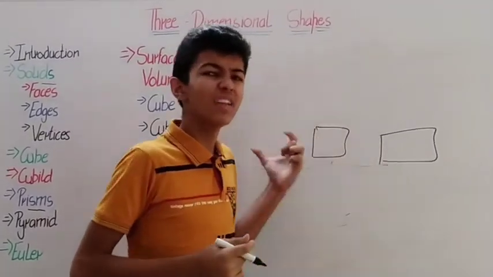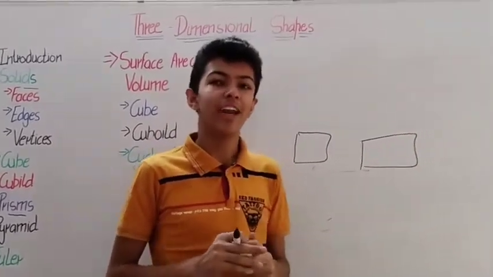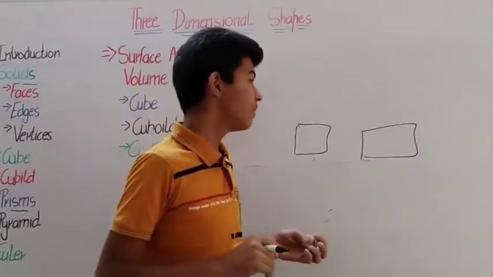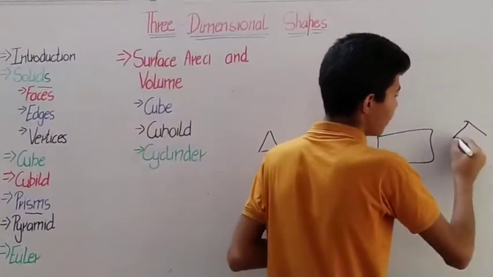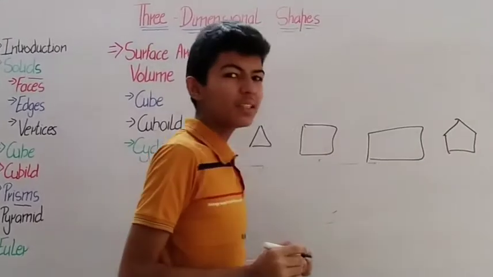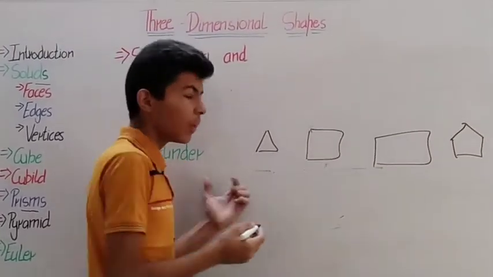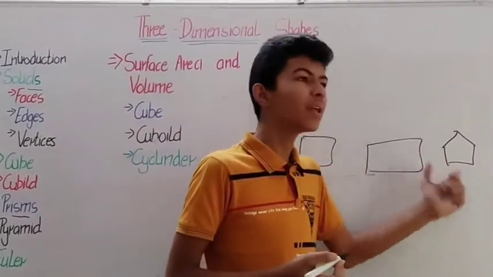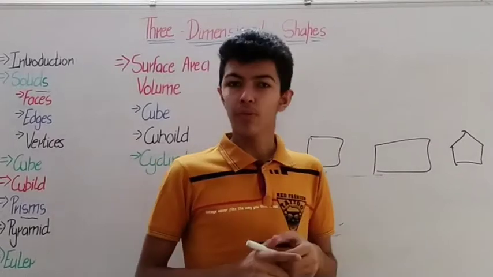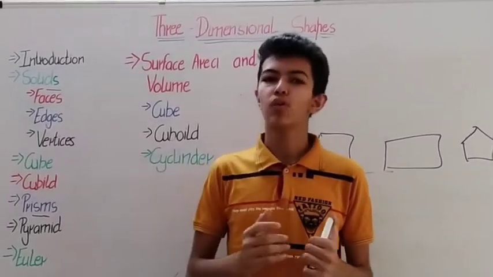But naming all of these, like triangle, pentagon, hexagon, would be very lengthy. So what we do is take the shapes, like this pentagon here, and add prism to the name. So it is a triangular prism, this is a square prism, this is a rectangular prism, and this is a pentagonal prism. So we can conclude that the cube and the cuboid are types of prisms.